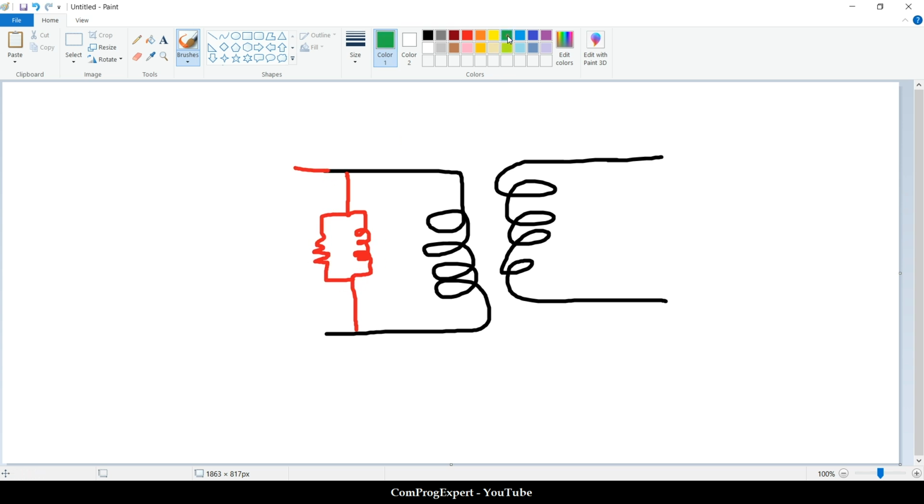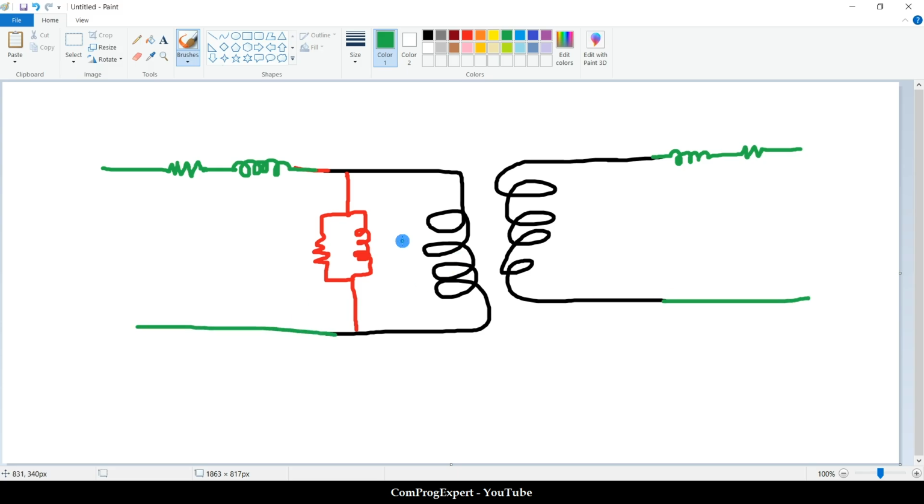Then we can add these two elements, the inductance for the leakage flux and the resistance of the coil, the primary and secondary. So this is the model of a single phase transformer.